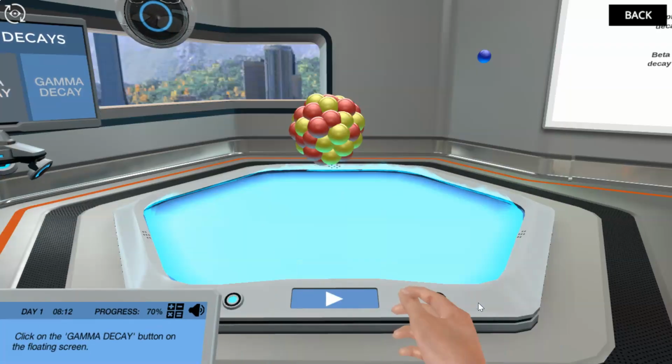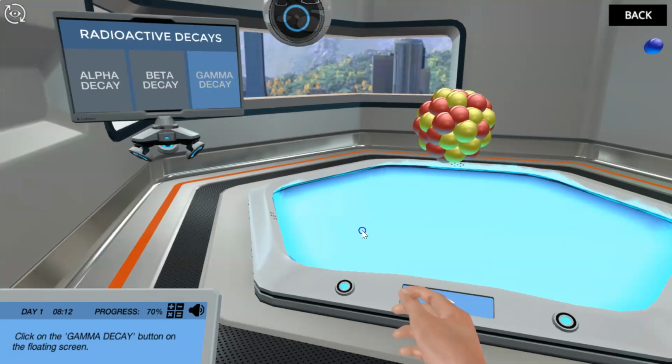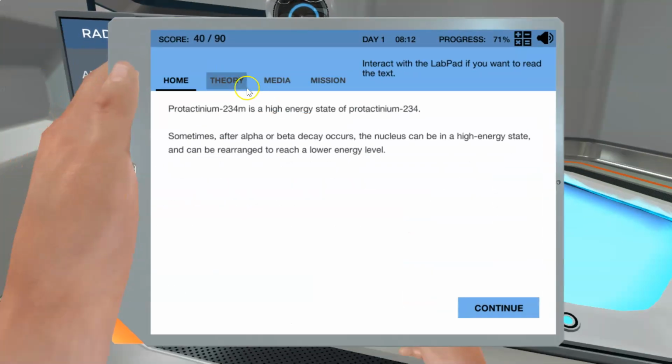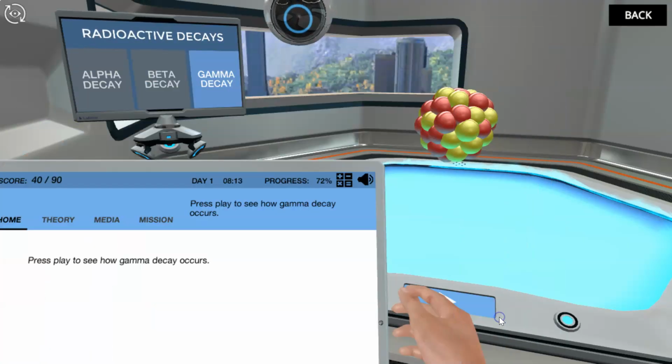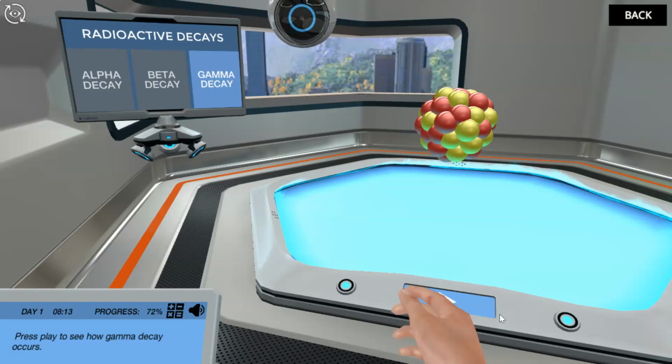Click on the gamma decay button on the floating screen. Protactinium-234M is a high-energy state of protactinium-234. Sometimes, after alpha or beta decay occurs, the nucleus can be in a high-energy state and can be rearranged to reach a lower energy level. Press play to see how gamma decay occurs.